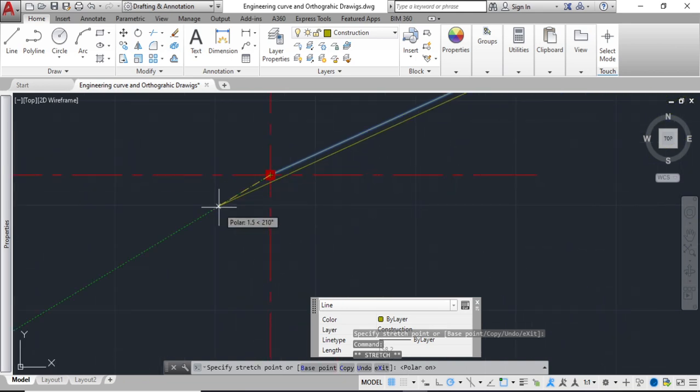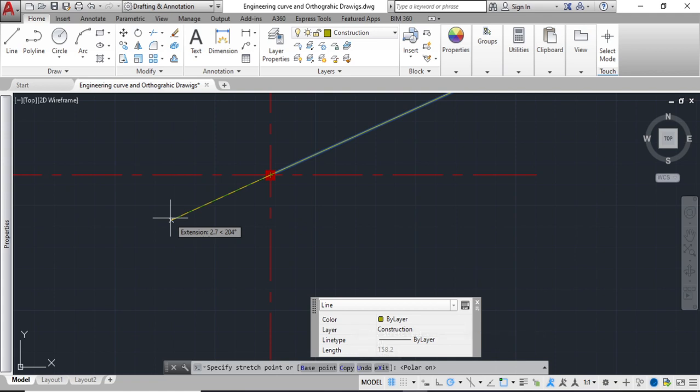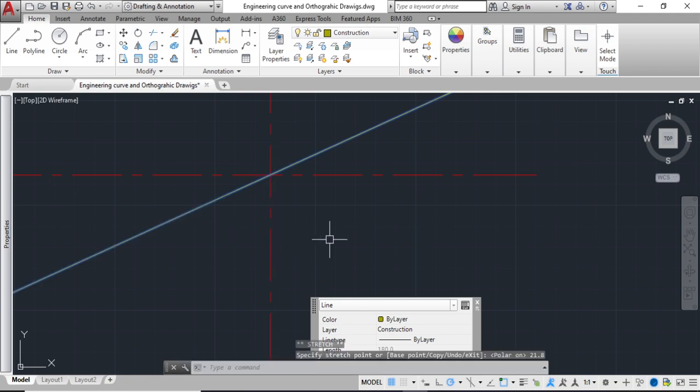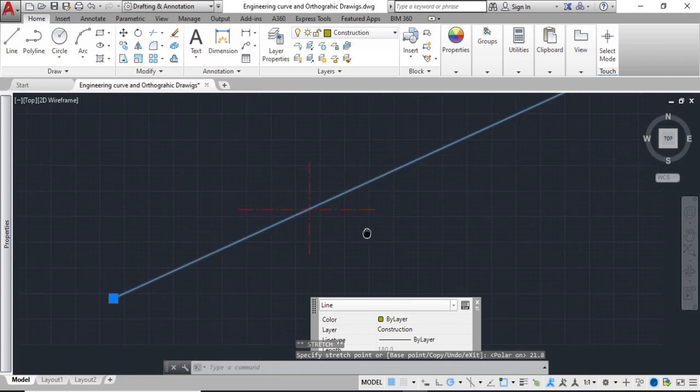So we turn off ortho so we can get it to go at an angle. So the length of the line is 158, so we add 21.8, 21.8, enter, and it's now 180. Good.